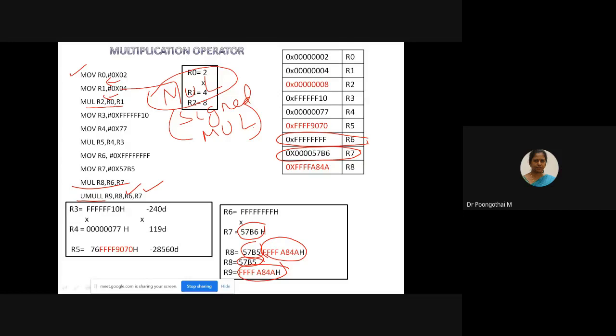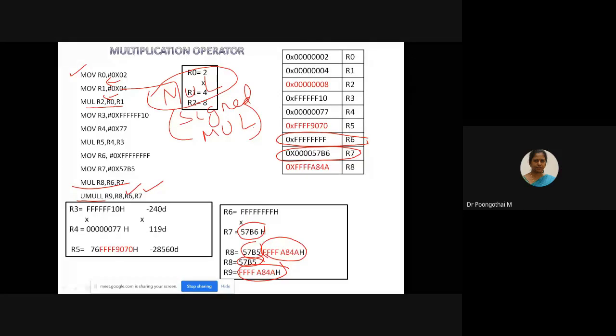The basic multiplication instruction discards the upper 32 bits of the product, and using this unsigned long multiplication, we can extract the upper 32-bit value. So we can store a 64-bit result by using this instruction.